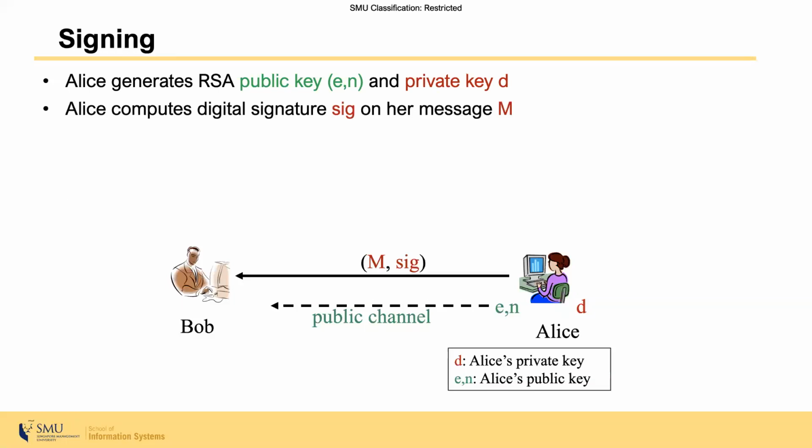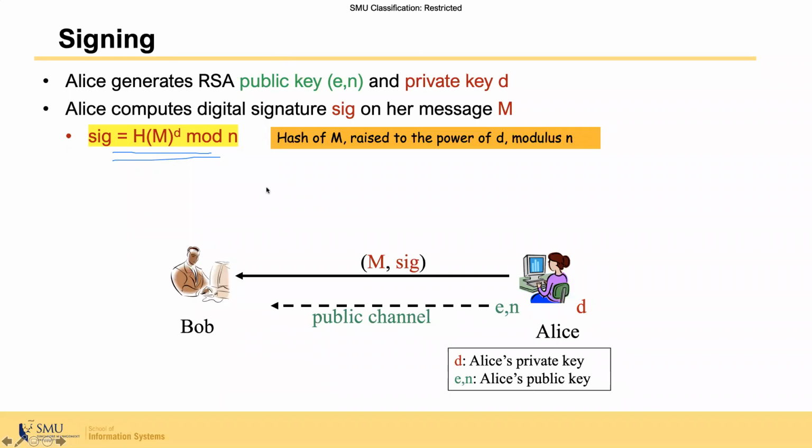Next, Alice computes the digital signature, denoted as SIG, on the message M that she wants to transmit. The signature is computed by using the formula given here, which is the actual formula for signing the message M. This formula can be read as follows. Compute the hash of M first, then raise the result to the power of d, and take the modulus n. Let me repeat. Compute the hash of M, raise to the power of d, take modulus n, and the resulting value is called the digital signature, SIG.